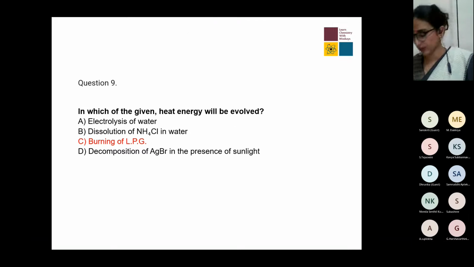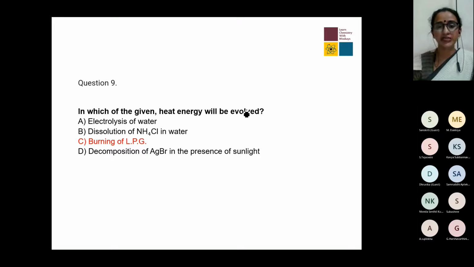Great, almost there. Okay, last 2 questions in this, and then we'll move forward. In which of the given will heat energy be evolved? Now, decomposition reactions are usually endothermic, which means they absorb energy. So you can see that electrolysis is a decomposition reaction, so it will absorb energy. Again, decomposition of silver bromide in the presence of sunlight is endothermic. So there's no heat energy being evolved here.